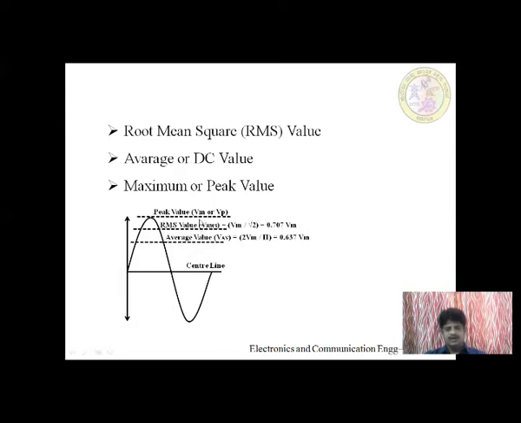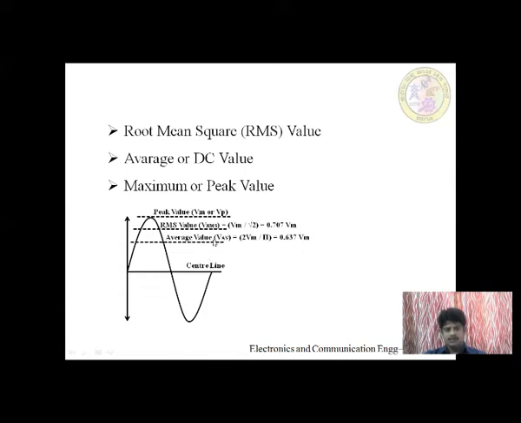So we have different terminologies with respect to AC. This is the peak value, the maximum value, denoted by VM or VP. This is the RMS value, the root mean square value, and this is the average value or DC value. That means whenever we get a peak value of an AC signal, it is not equivalent to the DC value, because the average value or DC value is this.